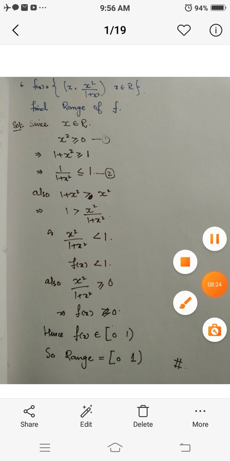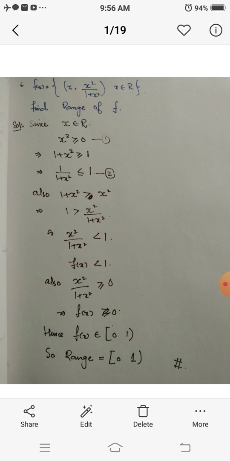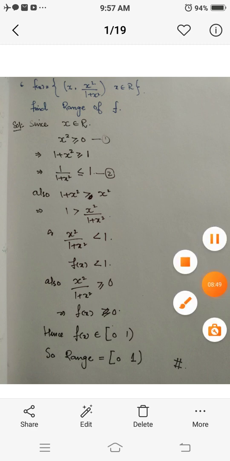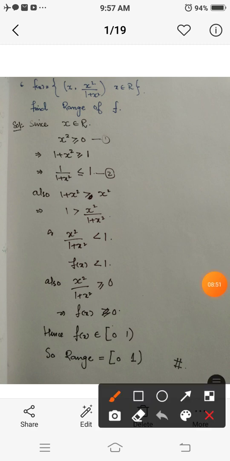Now we have another question. The function is defined by x and x square upon 1 plus x square. This means that because a function is an ordered pair, the first entry is x and the second entry is of the form x square upon 1 plus x square. That is, f of x is simply x square upon 1 plus x square. We have to find the domain and the range. Clearly, in the given statement x belongs to R, so the domain is simply the set R.